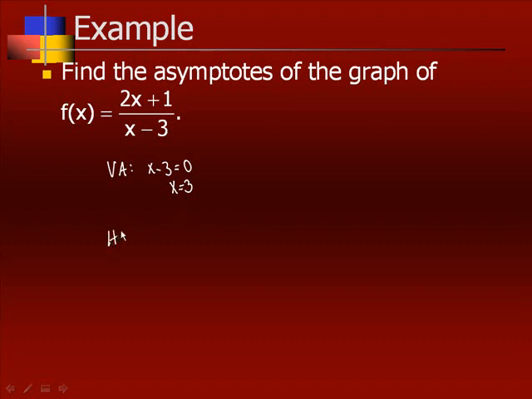The horizontal asymptote, because the numerator and the denominator have the same degree, then we use leading coefficients. Leading coefficient of the numerator is 2. Leading coefficient of the denominator is 1. So we say that our horizontal asymptote is the equation y equals 2.